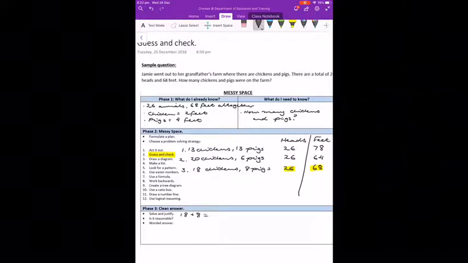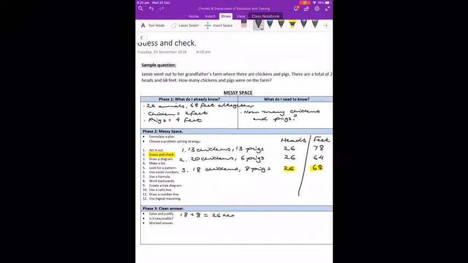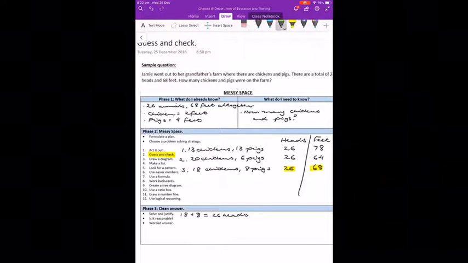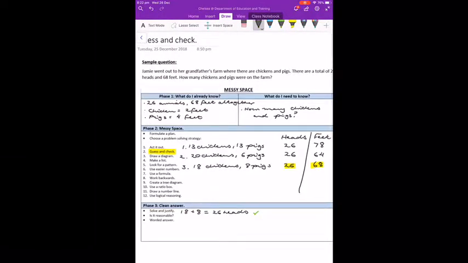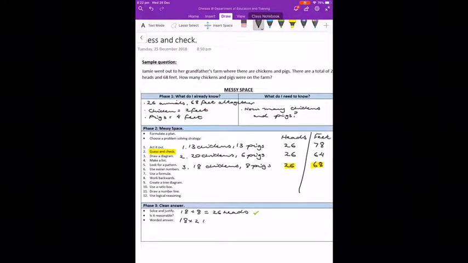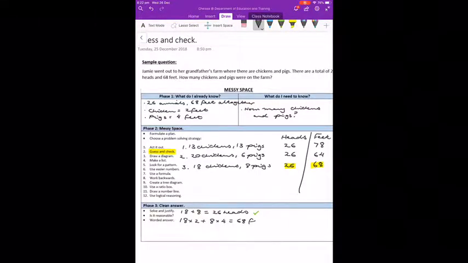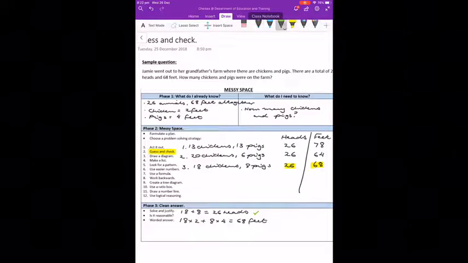18 plus 8 equals 26 heads. So that works. 18 times 2 plus 8 times 4 equals 68 feet, which also works. And we know this because 36 plus 32 equals 68.